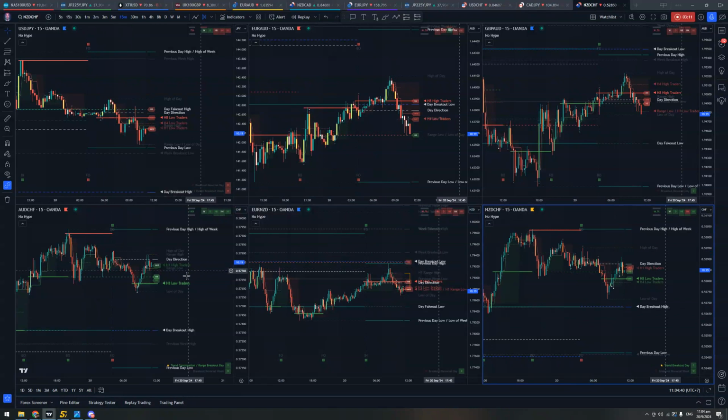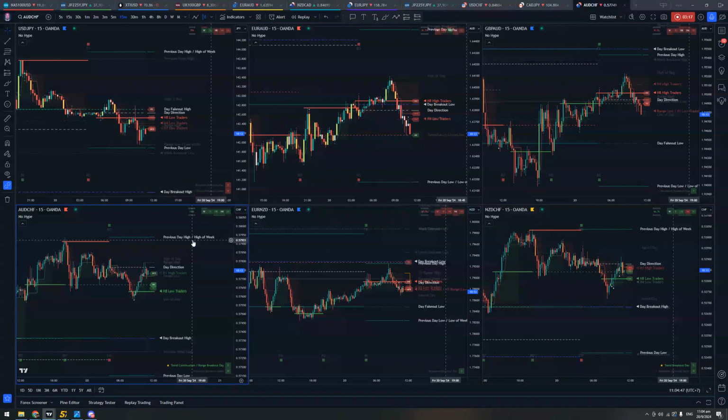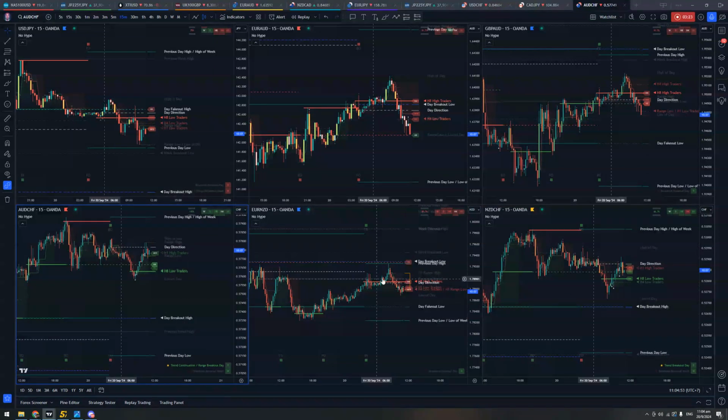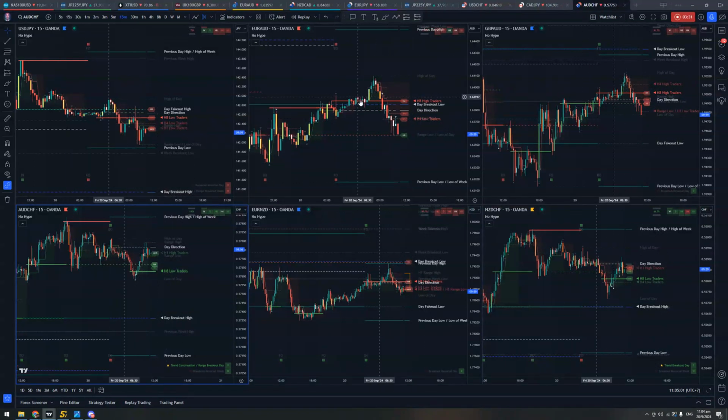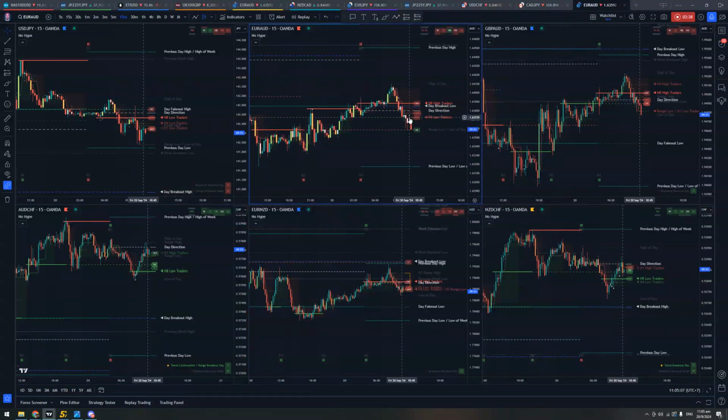Only reason why I didn't like these is because they're in the middle of nowhere. I always prefer to trade at these daily levels: previous day high, the daily open, the breakout level, or the previous day low. But this is in the middle of nowhere. This one as well. Would have liked it if it came closer to this day breakout level, while EURAUD I was trading at that day breakout level. Yeah, so that's the reason why I picked EURAUD.